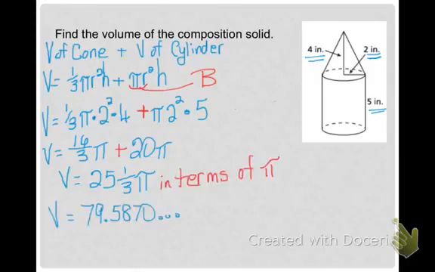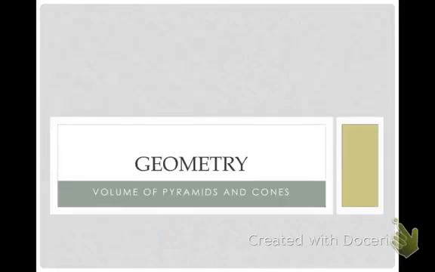But if I didn't want to answer in terms of pi, I wanted a number, I would multiply that by pi, get a run-on decimal, and round it to 79.59 inches cubed. So now you have the formulas and some examples for volumes of pyramids and cones. You can do your homework.